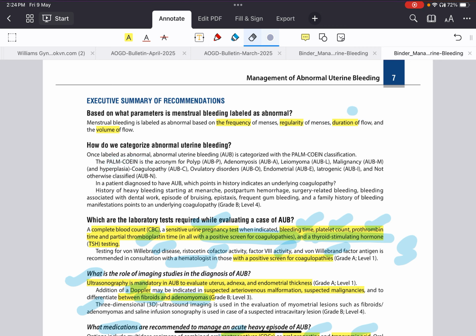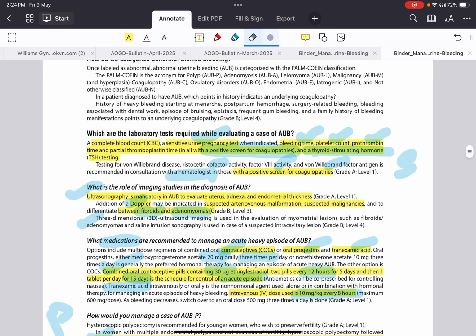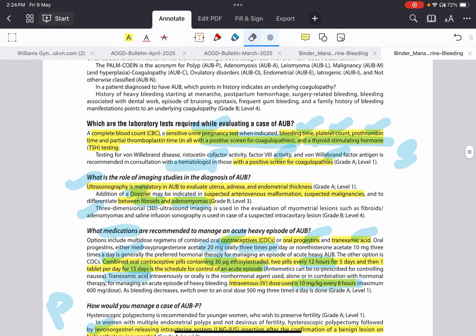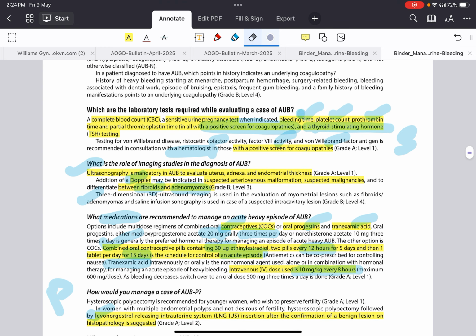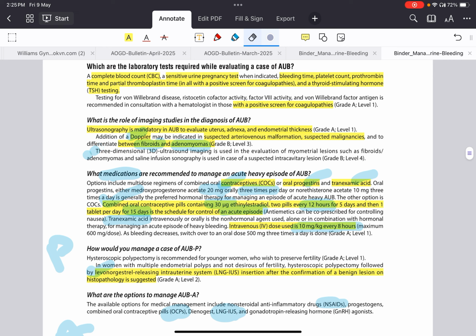PALM-COEIN is an acronym for polyp, adenomyosis, leiomyoma, malignancy, coagulopathy, ovulatory disorders, endometrial, iatrogenic, and not otherwise classified. Okay, so you'll do CBC and urine pregnancy test, and you'll see the criteria for coagulation disorders. Then you'll do BT, PT, APTT, and all. Medications you'll go for COC pills, oral progesterone, stomach acid. Dosage is as follows.